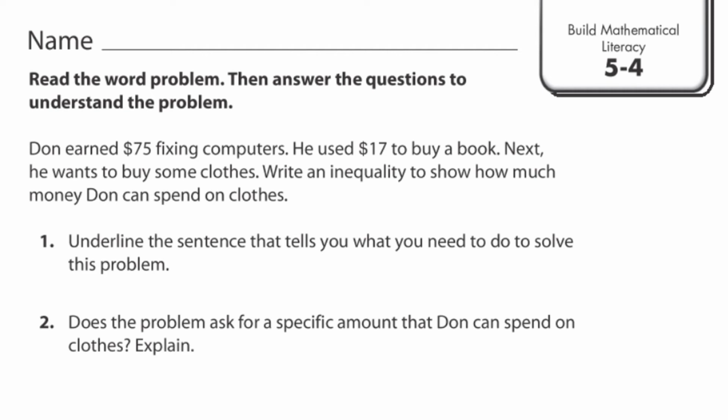We're going to walk through one word problem together, step by step, to hopefully help you make sense of these statements and how we write inequalities from them. So, this problem says, Don earned $75 fixing computers. He used $17 to buy a book. Next, he wants to buy some clothes. Write an inequality to show how much money Don can spend on clothes.